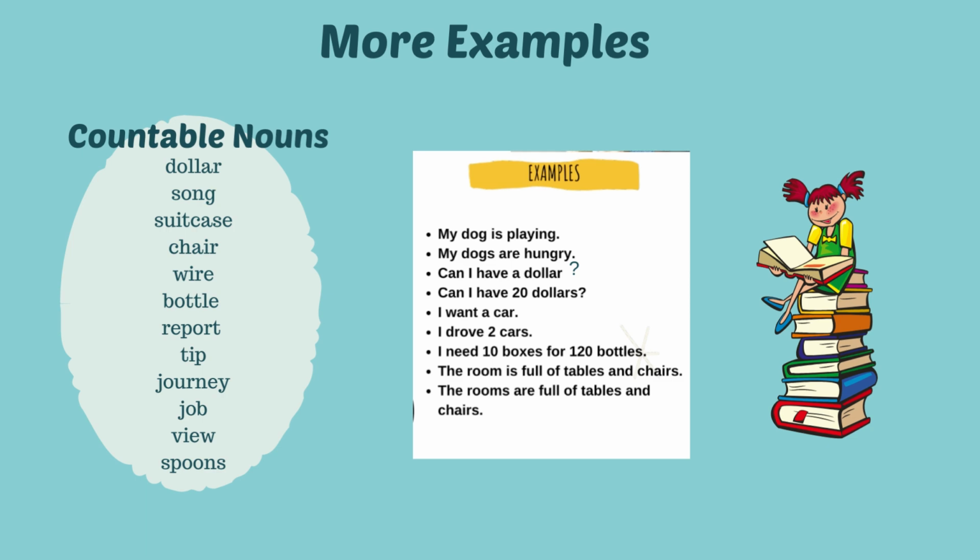Here are some examples. My dog is playing. My dogs are hungry. Can I have $1? Can I have $20? I want a car. I drove 2 cars. I need 10 boxes for 120 bottles. The room is full of tables and chairs. The rooms are full of tables and chairs. These are all countable nouns, and they can be plural.